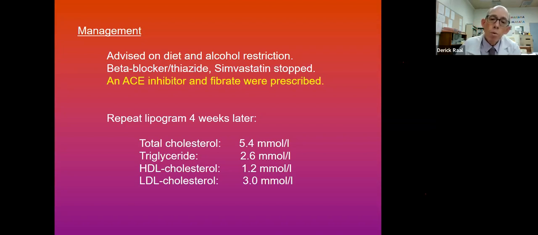And 4 weeks later, you can see there was a marked improvement in his lipid profile. His triglycerides are still mildly elevated, but there was a marked improvement despite having stopped the statin. So the correct drug for the correct patient is important.